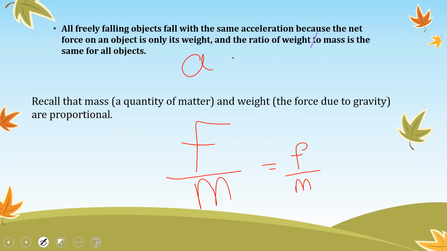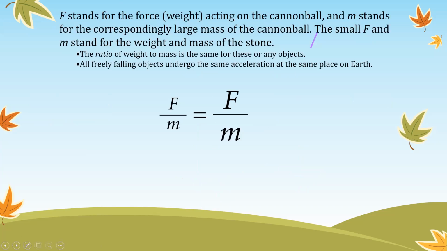We know that acceleration is force over mass. So what is the force that's acting on a falling object? It's only the weight. And the mass is the quantity of matter. So F stands for the force, which is the weight acting on a cannonball, and M stands for the corresponding large mass of the cannonball. The small f and m stand for the weight and mass of a stone.